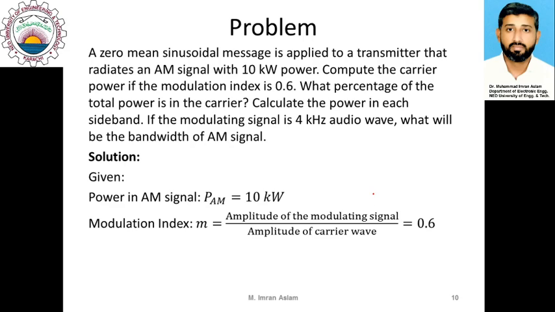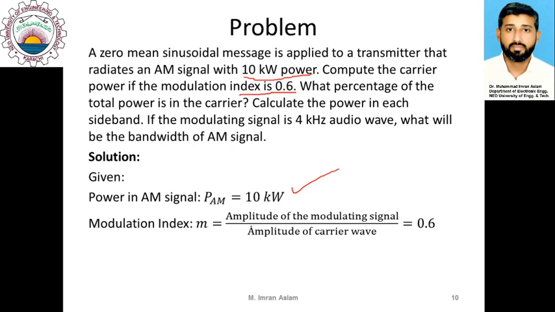Okay, let us take some examples, considering that we have a basic understanding of AM and FM signals from our communication systems course. We take a few examples and then we will move on to the digital modulation schemes. Say, for example, a zero mean sinusoidal message is applied to a transmitter that radiates an AM signal with a power of 10 kilowatt. So the power in the transmitted AM signal is 10 kilowatt. We want to compute the carrier power if the modulation index is 0.6.